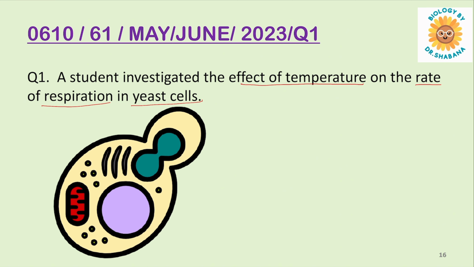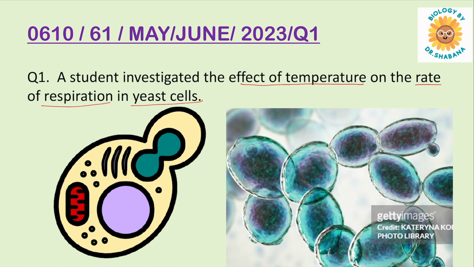Now, what's a yeast cell? Have a look at this. Yeast cells are unicellular organisms, and they are eukaryotes. How do we differentiate them from the others? Usually we will see a small bud arising from the surface. We see a small bud because this is how they reproduce by asexual reproduction, in a process known as budding. So, effect of temperature: will that be my independent variable or the dependent variable?